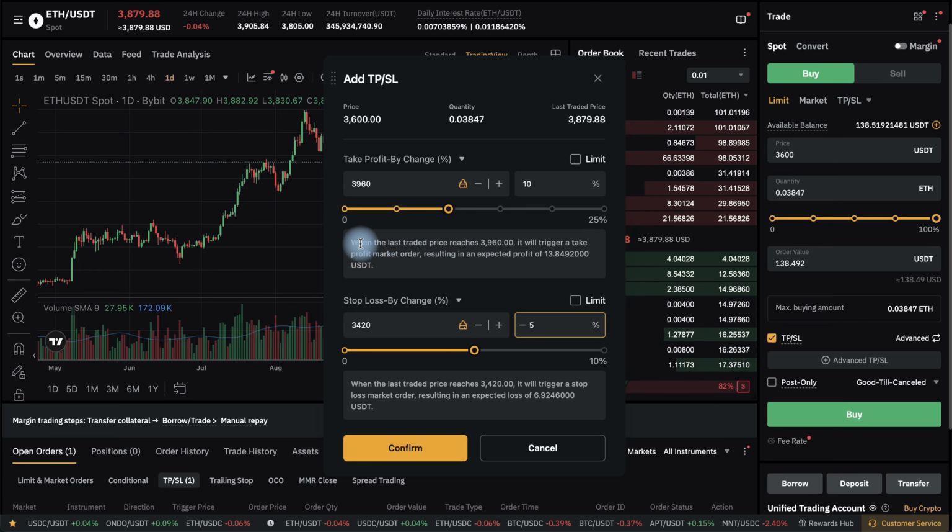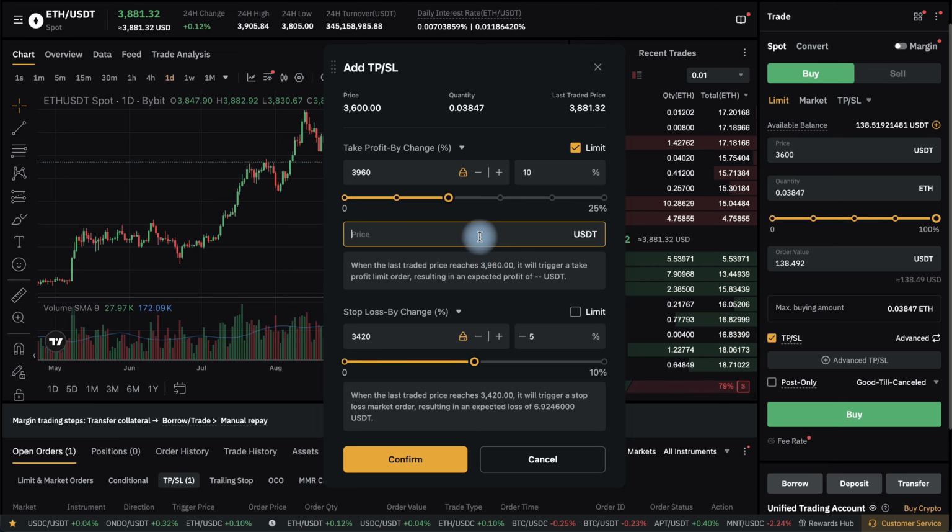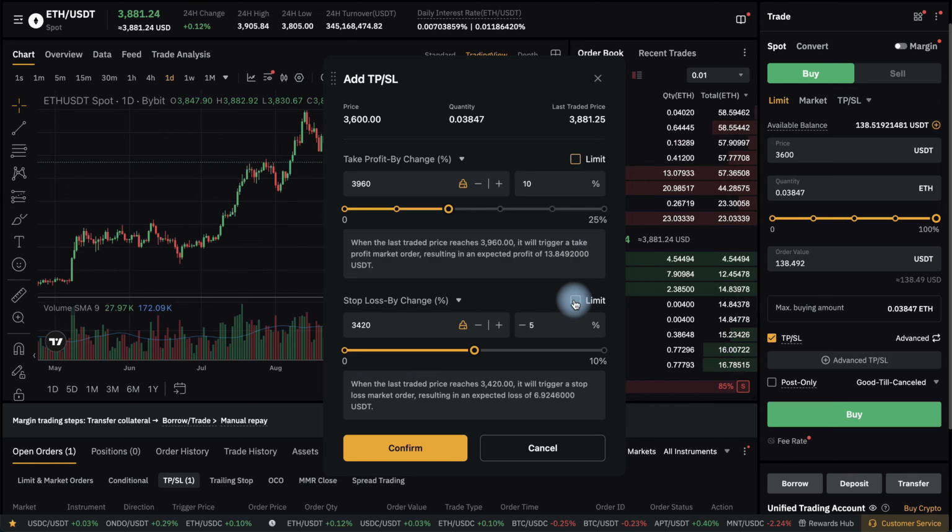The platform shows what will happen. When the last traded price reaches 3,960, it will trigger a take profit market order, resulting in expected profit of 13.84 USDT. When the last traded price reaches 3,420, it will trigger a stop loss market order, resulting in an expected loss of 6.92 USDT. These are market orders by default. If you prefer, you can switch to limit orders and set your price manually, but I don't recommend that, since market orders are more reliable, especially for beginners.